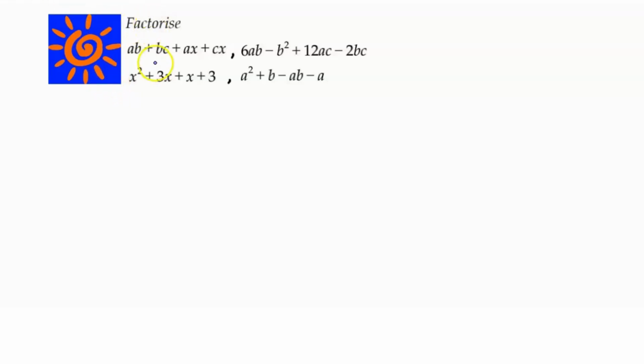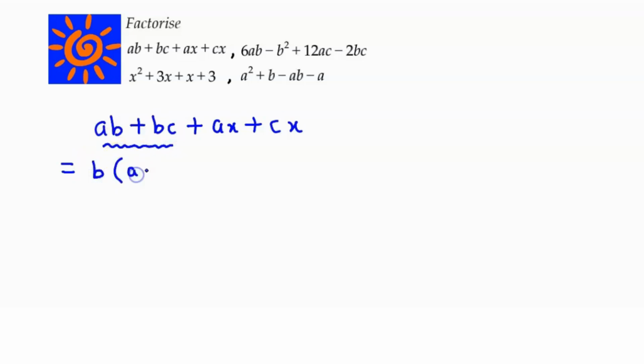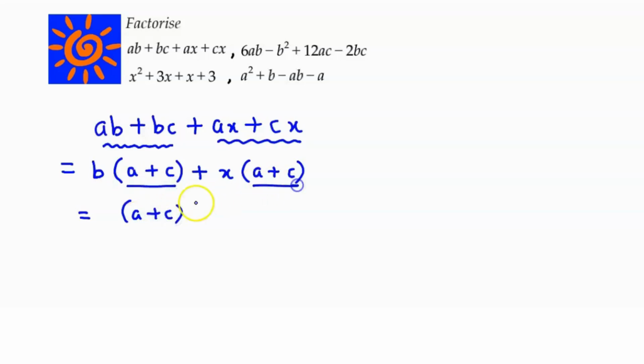Now here we have to factorize the given algebraic expressions. The first one here is ab + bc + ax + cx. Now if you observe, in the first two terms we could take b as the common factor, then within brackets we would have a + c. From the third and the fourth terms we could take x as the common factor, and again we have in brackets a + c. So finally our factors are (a + c) into (b + x).